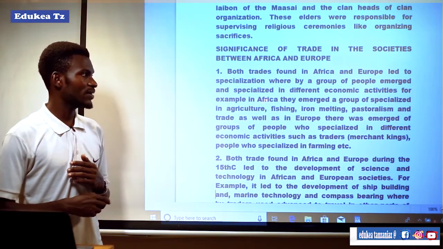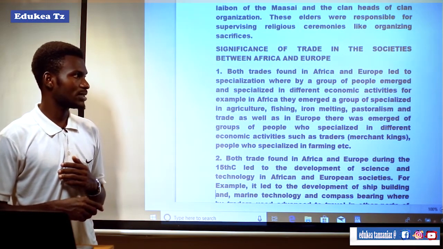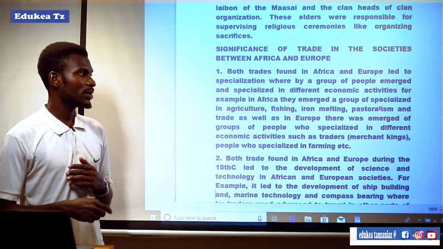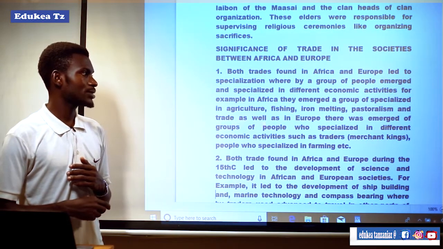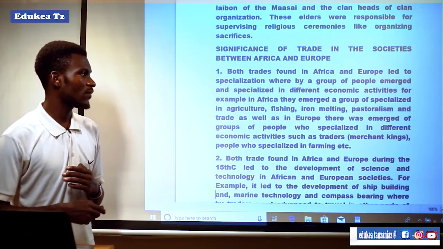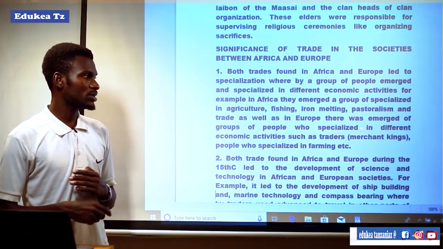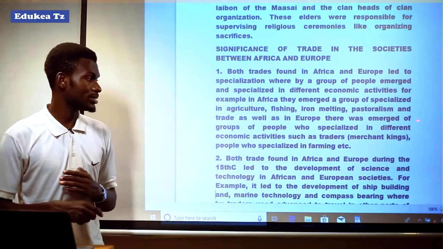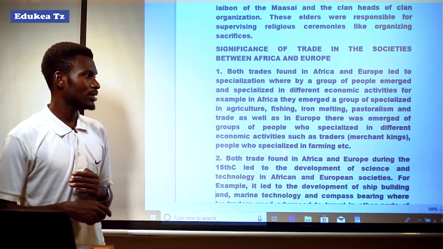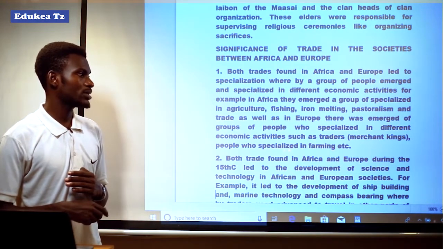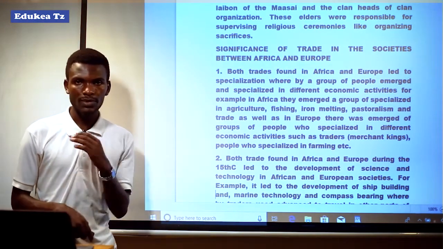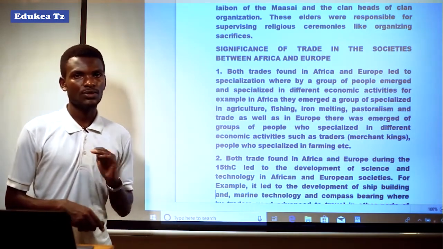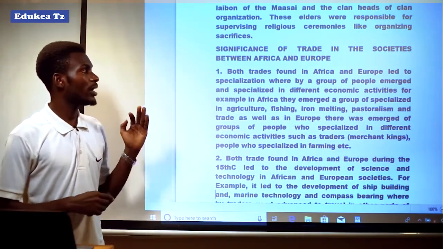For example, in Africa, groups emerged that specialized in agriculture, fishing, iron smelting, pastoralism, and trade. In Europe, groups of people emerged who specialized in different economic activities such as traders or merchant kings, and people who specialized in farming. It means that the significance of trade in the societies of Europe and Africa was as follows.